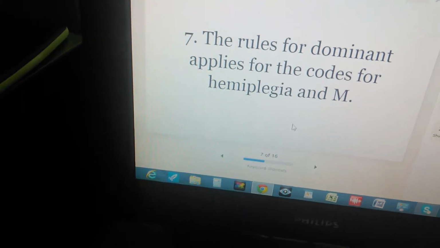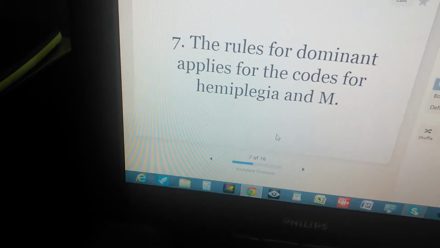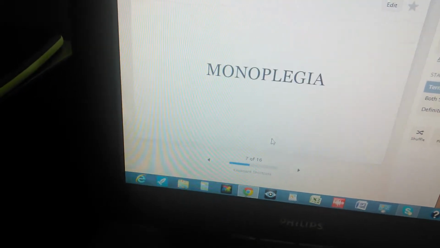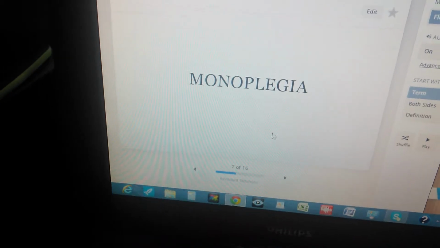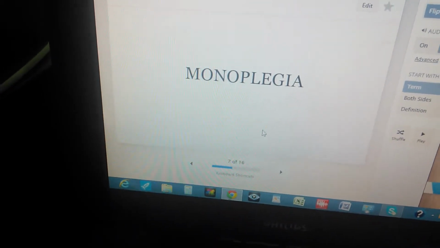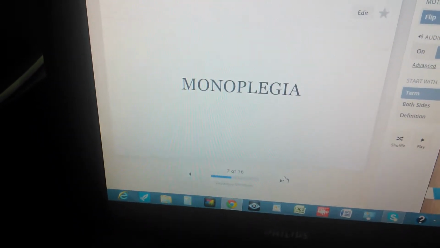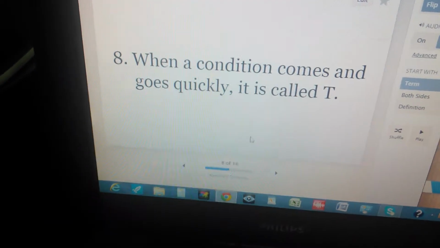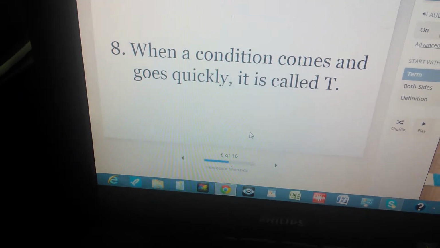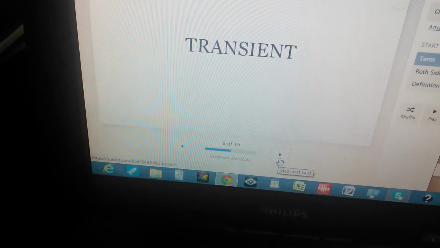The rules for dominant apply for the codes for hemiplegia and M. Monoplegia. Just a little explanation of what monoplegia is. Monoplegia is just the paralysis of, for instance, the legs only or the arms only, not both of them, not the whole side, but just half of it. Okay, let's keep going. When a condition comes and goes quickly, it is called T. Transient. Okay? Now, Stephanie's going to read the questions.